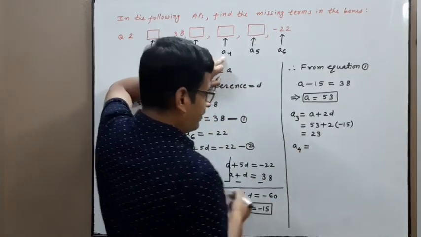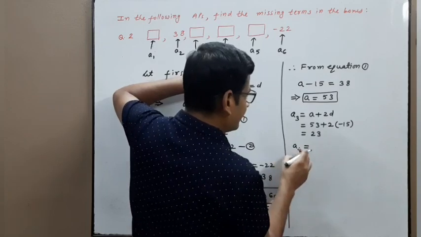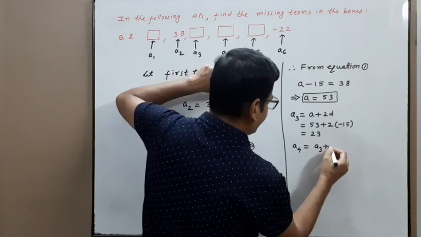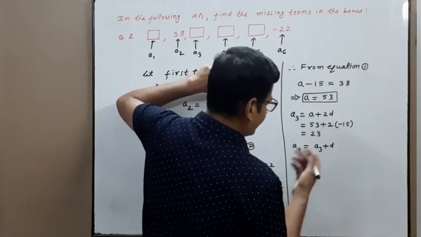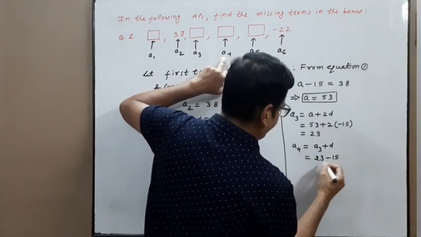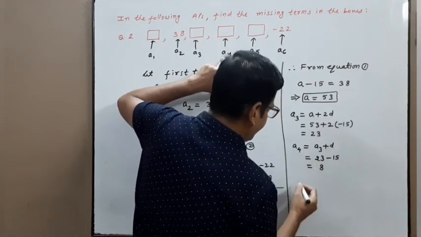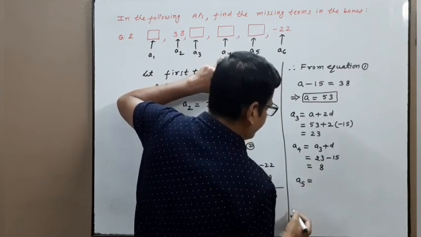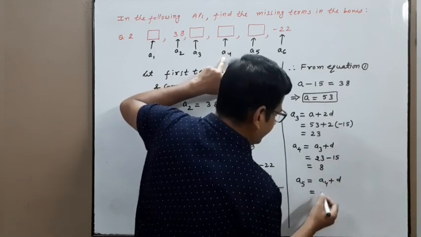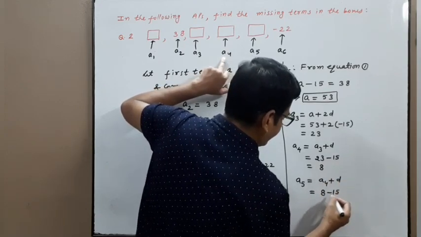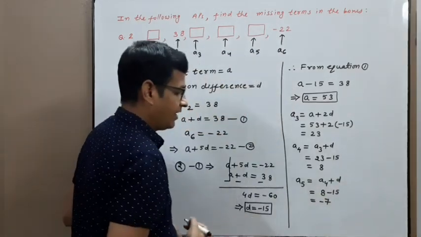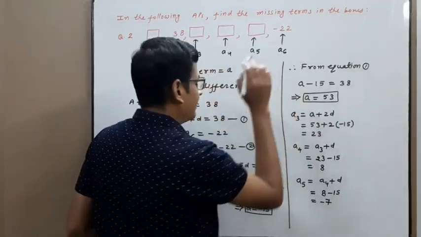A4 is equal to A3 plus D. How do we find it? We can find it by adding D, that is A3 plus D, and also from A plus 3D. A3 is 23 and the common difference is minus 15, so we get 8. A5 means we add the common difference to A4, but the common difference is negative. So 8 minus 15 is minus 7, and if we add minus 15 again then we get the last term, minus 22.